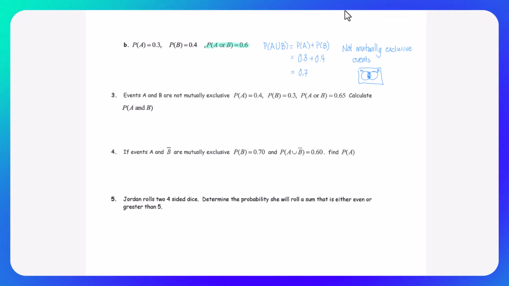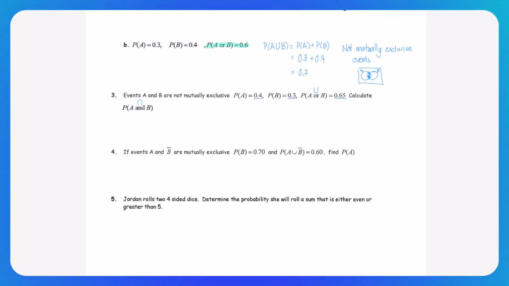Okay, so let's look at number 3. Events A and B are not mutually exclusive. So the probability of A is 0.4, the probability of B is 0.3, and the probability of A or B is 0.65. So notice that if we added these two together, 0.4 and 0.3, that's 0.7, which does not equal 0.65. So definitely not mutually exclusive. And they're asking us to find the probability of A and B. In other words, we're trying to find the intersection. And over here, the probability of A or B, we know that is the union.